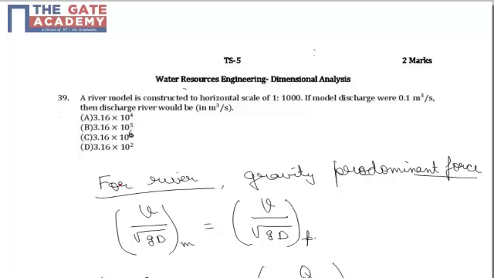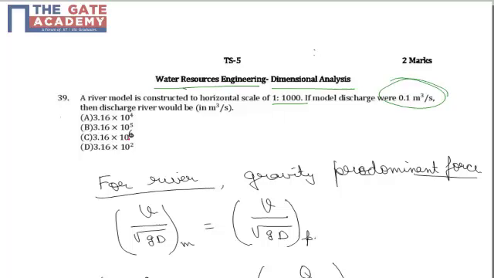Dear students, the following question is from dimensional analysis of water resource engineering. It is given that a river model is constructed to a horizontal scale of 1:1000 and the model discharge is given as 0.1 meter cube per second. It is asked what would be the discharge of the river if scaling is done to a ratio of 1:1000.